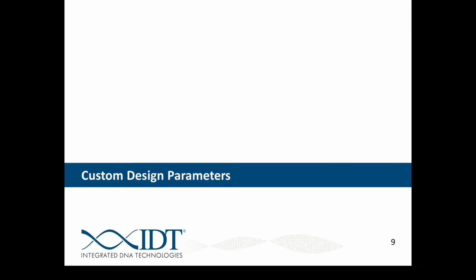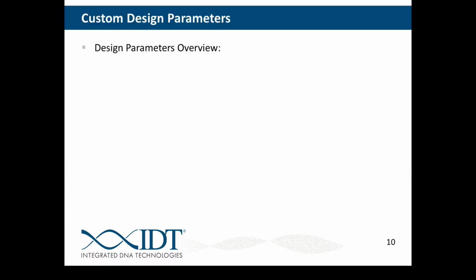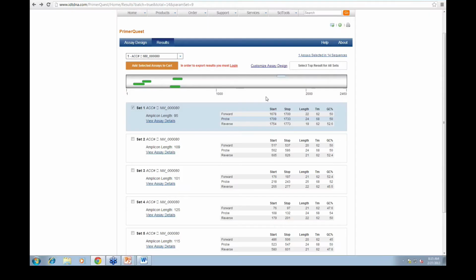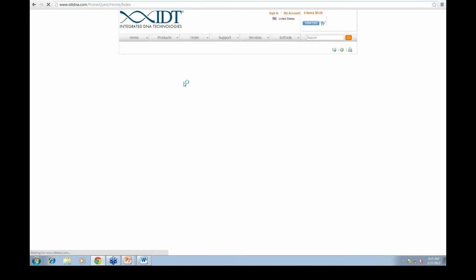So at this point, we're going to move to some of those custom design parameters, which I touched on in the previous section. We'll talk about some of the parameters we have available for customization on the IDT website, as well as where to find them in PrimerQuest. We'll also review some of the parameter presets that we have available, and then I'll demonstrate some actual live parameter manipulation. I'm going to hop back to the live tool here, and I'll just reset this page so we can get that parameter information shown.